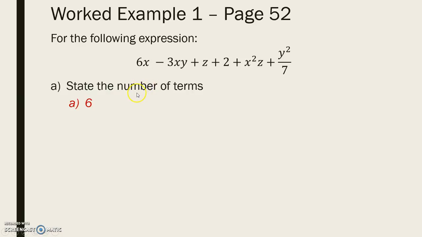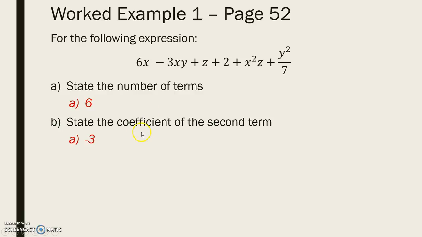So let's look at some examples. For this question here, we're just going to answer some questions. You may want to have a go at them yourself by pausing the video. So this one has a number of terms and 3 pronumerals, which are x, y, and z, scattered throughout. So let's look at the first one. State the number of terms. 1, 2, 3, 4, 5, 6. They're the components that are separated by plus or addition and subtraction signs.